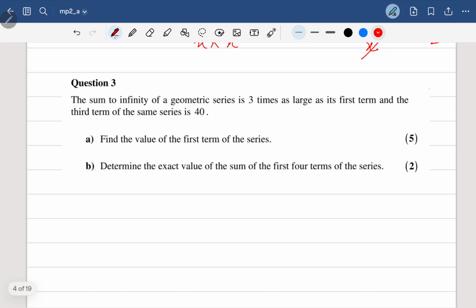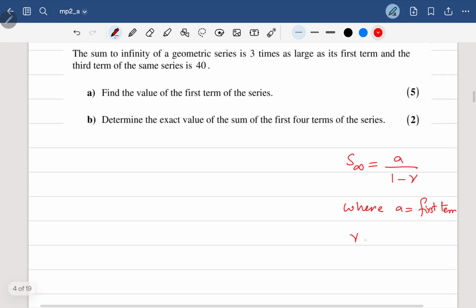Okay, so the next question is: the sum to infinity of a geometric series is 3 times as large as its first term, and the third term of the same series is 40. You know the formula for the sum to infinity is S infinity equals a over 1 minus r, where a is the first term and r is the common ratio.